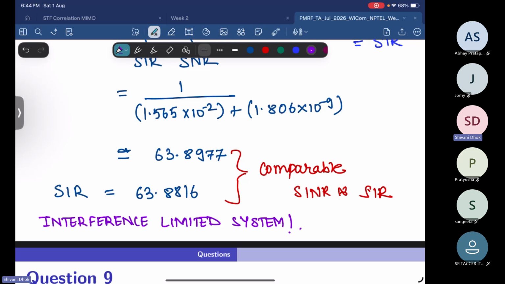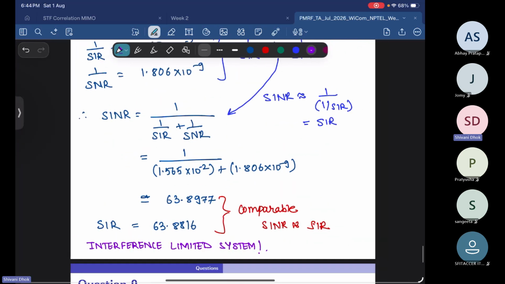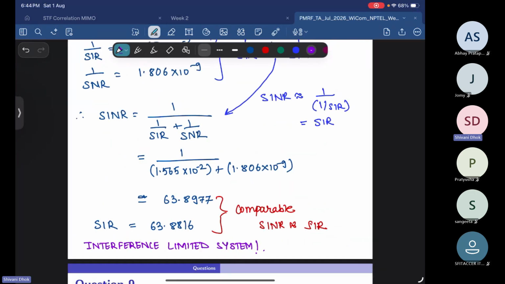Is it clear? Any questions? So we found out the SNR, we compared, found out SINR, we compared it with signal to interference ratio. And since SINR and SIR are comparable, this is an interference limited system. Any questions till now?